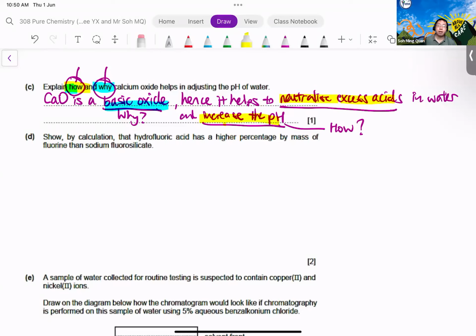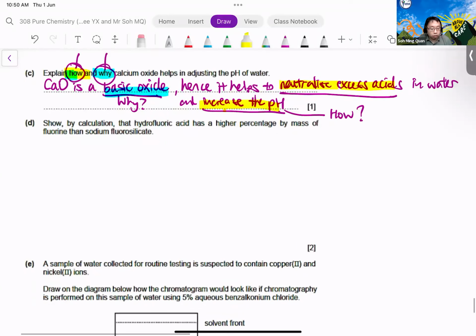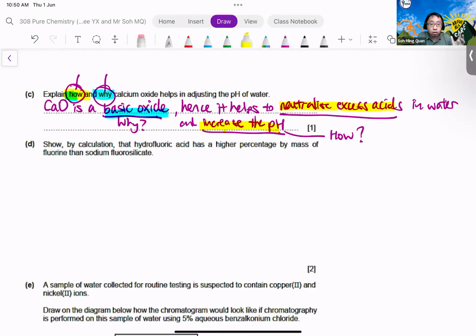Okay? Now, part D, I shall not go through. Please just find out the percentage by mass of fluorine yourself. The formulas are given, so it should be quite straightforward. All right. Part E, I'm not going to go through as well. Part E is RF value. So you need to use a ruler to really measure the height of the solvent front as well as the distance traveled by the ion. Okay. Ken? So please make sure you do part E properly using a ruler. So part D, part E, I will not go through. Now let's go straight to part F.